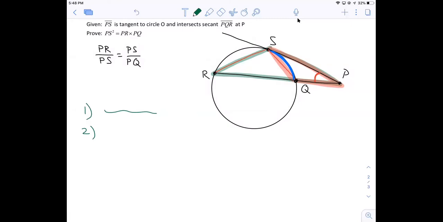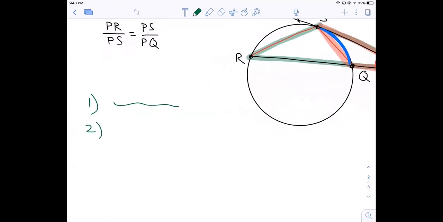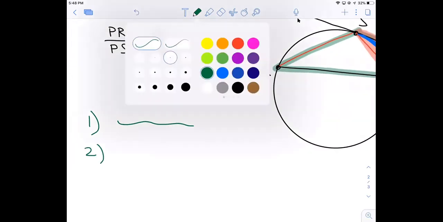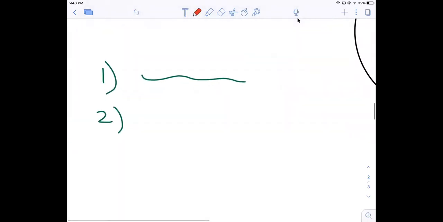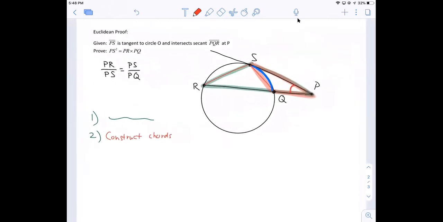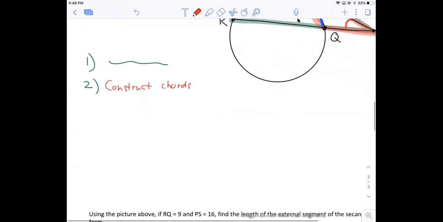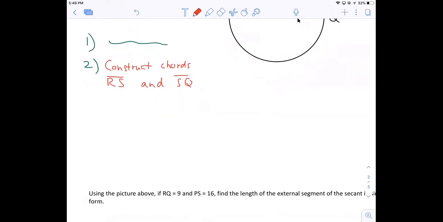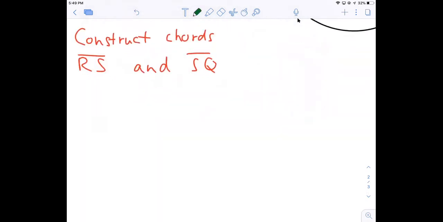All right, so givens are done. Next, we have to construct RS and SQ, because that was not in our original diagram. So step 2, construct chords RS and SQ. It's still pretty loud, but construct chords RS and SQ, because between any 2 points, only one line segment can be drawn.